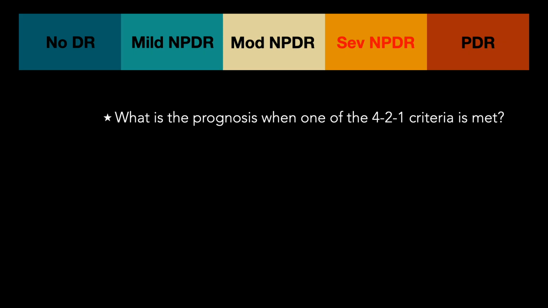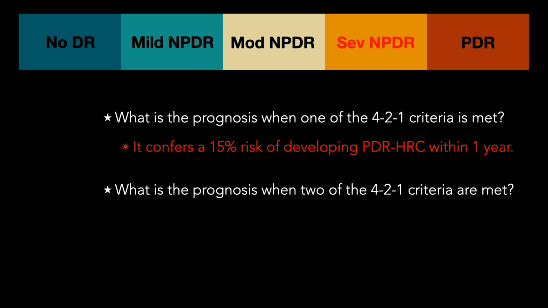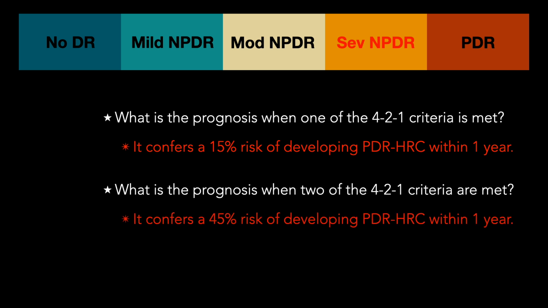That would be severe NPDR. Prognosis is it's a 15% risk of developing proliferative diabetic retinopathy with high-risk characteristics within 1 year. Okay, about 1 out of, what is that, 7. What if you hit 2 of those? So now you have very severe NPDR. So now it went up to 45% risk within a year. So you have a 50-50 chance of having something that could destroy your eye within a year.